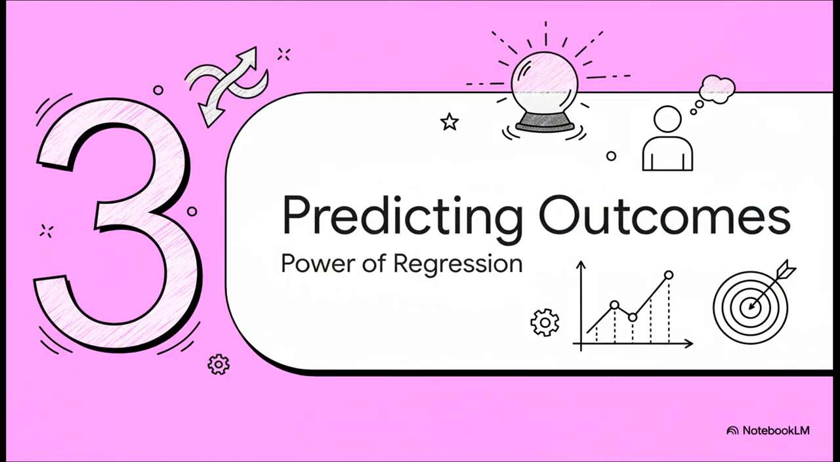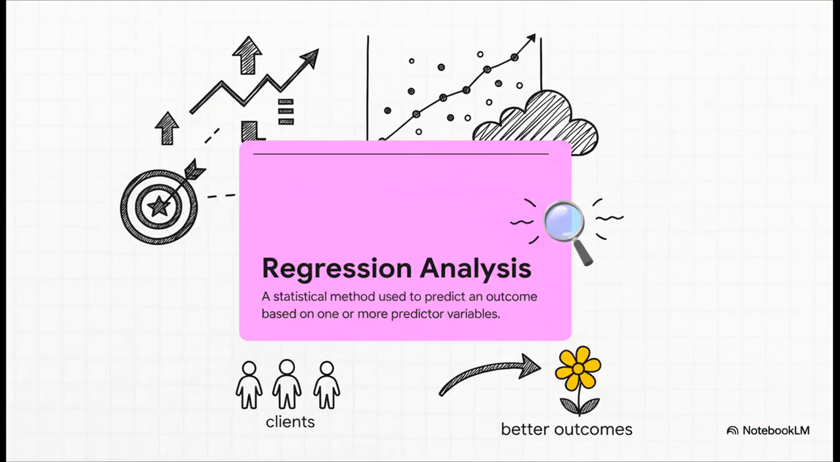So, correlation is fantastic for spotting those relationships. But what if we want to take it a step further? What if we want to actually start making predictions based on what we found? Well, that's where our second tool, regression, comes into play. Regression analysis is basically a forecasting tool. It helps us understand which factors, which ingredients, are the strongest predictors of a certain result.